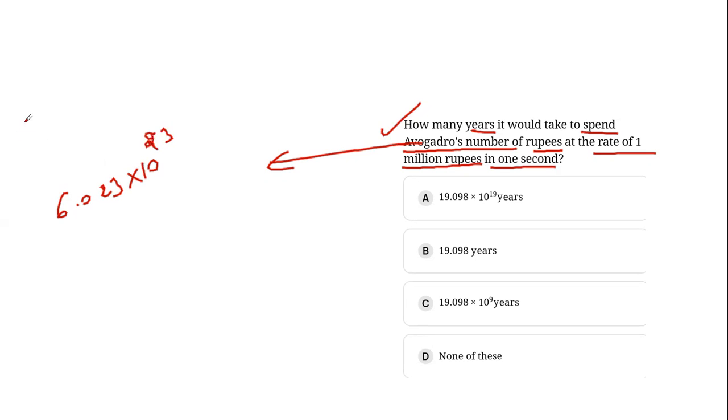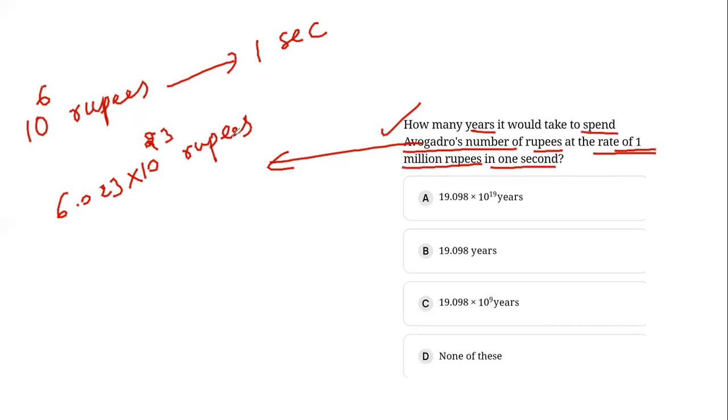And how many millions are you spending in 1 second? 1 million. 1 million is nothing but 10 power 6 rupees. 10 power 6 rupees means 1 million rupees, and you are spending it in 1 second. What is given here? 1 million rupees in 1 second you are spending. Then if you have Avogadro number of rupees, how much time will it take?